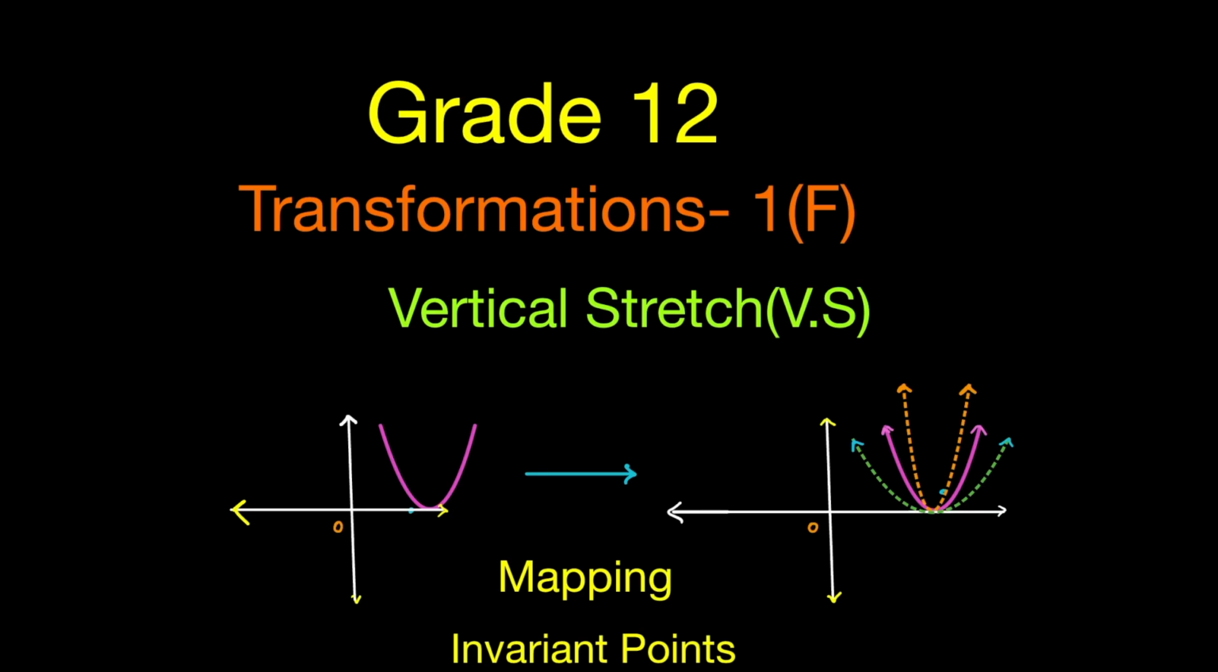Now continuing with the vertical stretch, this is the basic graph which we see here, and this is stretched vertically, so sometimes it becomes narrower than the given one and sometimes it is wider. This is the vertical stretch. Here we'll also be studying how the mapping works and how many invariant points there are.